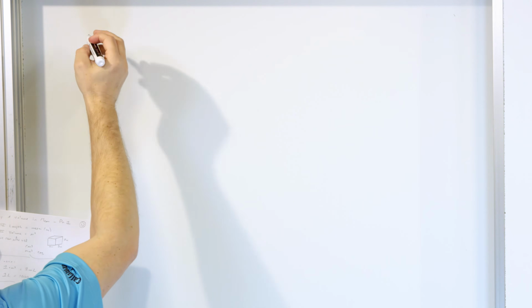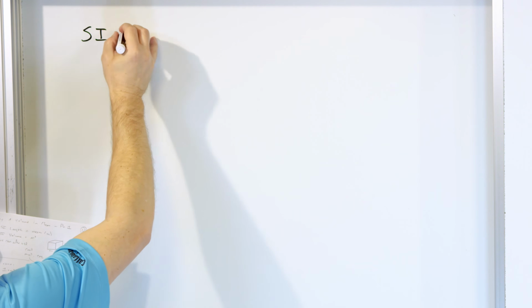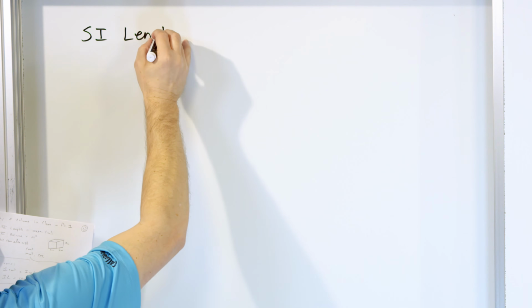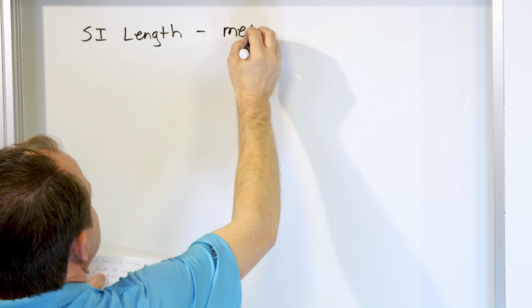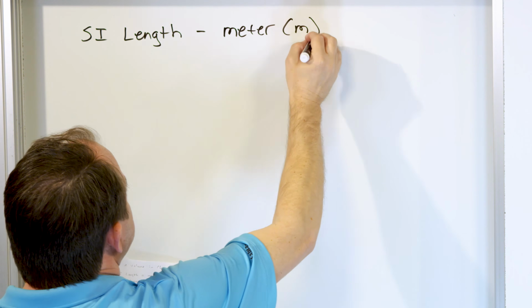Before we get to that, we need to talk about volume in the SI system. So the SI unit of length, right? The metric system unit of length, the SI system, is, as you know, a meter. And the symbol for a meter is M, right?